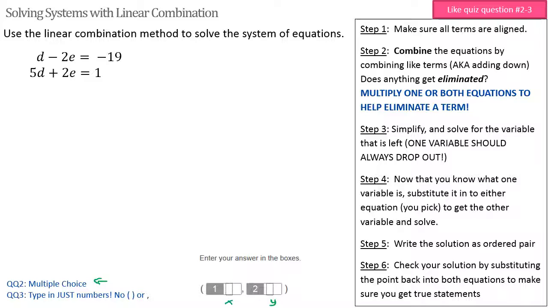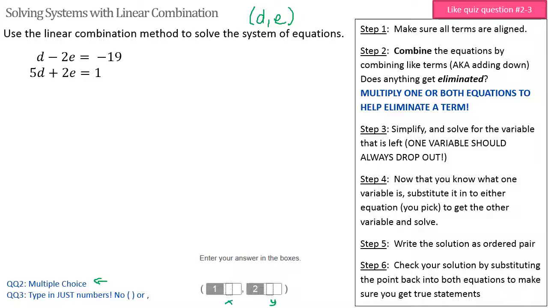Okay, so looking at this problem, we're going to do the same thing. We're going to use linear combination to solve the systems of equations. The first thing we want to do, step 1, is make sure all the terms are aligned. And in this case, instead of using the letters x and y, they're using the letters d and e. It's the same thing, and d is going to come first before e, since d comes before e in the alphabet. So we'll just have to remember that. It's going to be in the d, comma, e format. So all our d's are lined up, all of our e's are lined up, equals our constants. So we are good to go.